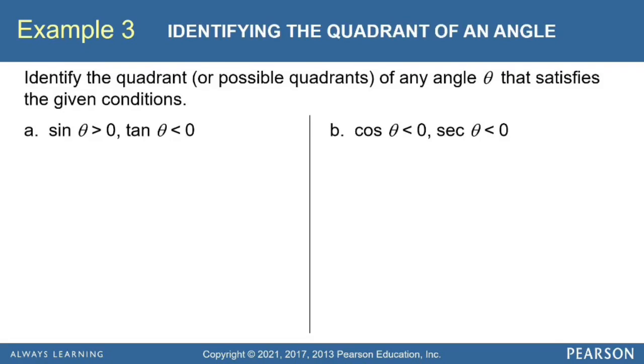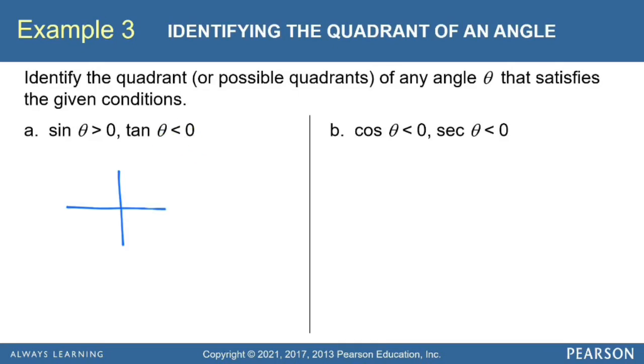And here is example 3. This one says identify the quadrant or possibly quadrants of any angle theta that satisfies the given conditions. So in part A, it says the sine of theta is greater than 0 and the tangent of theta is less than 0. Of course, we know that when they say greater than 0, we can interpret that as positive, and when they say less than 0, we can interpret that as negative.